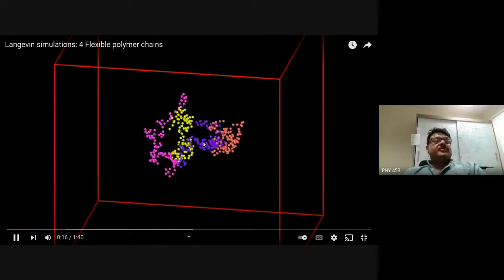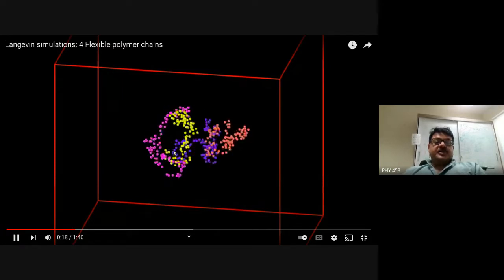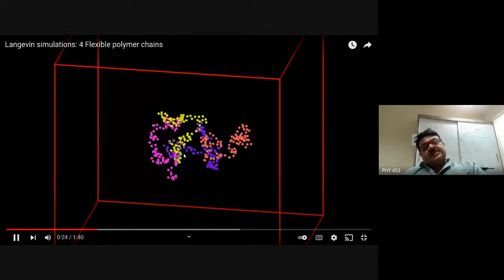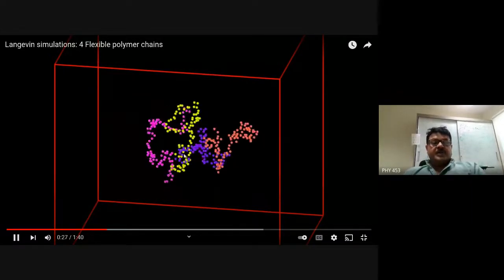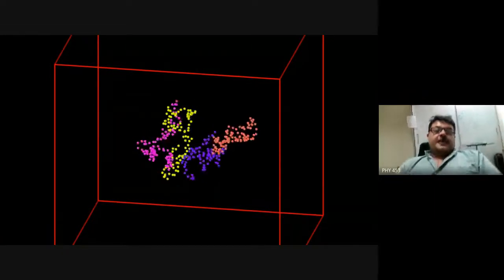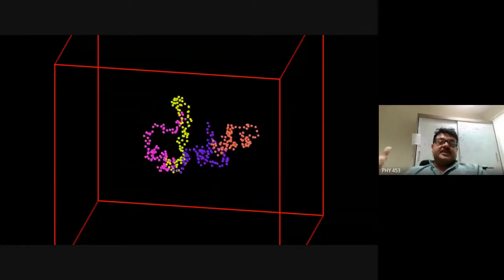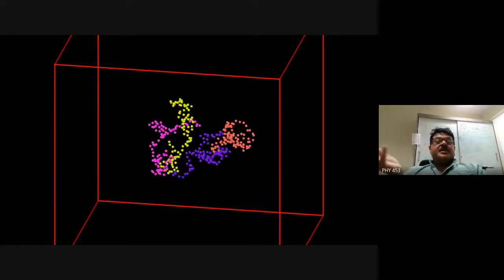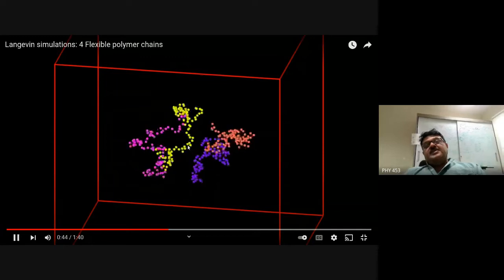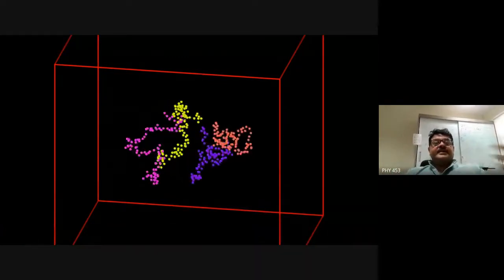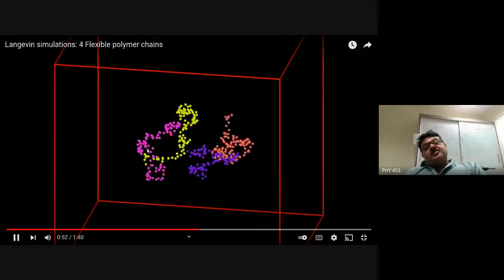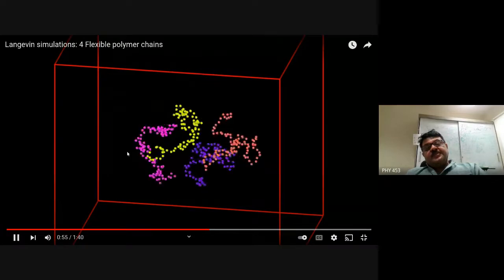Why are they moving apart from each other? Because if this polymer, this pink one, collides with the monomers of the yellow one or the blue one, then it starts to diffuse away. If it is away from the others, then it can take the maximum number of conformations. If it is overlapping with some other polymer, then some of the conformations are restricted because of the presence of other monomers. And hence, these polymers are gradually diffusing away from each other.